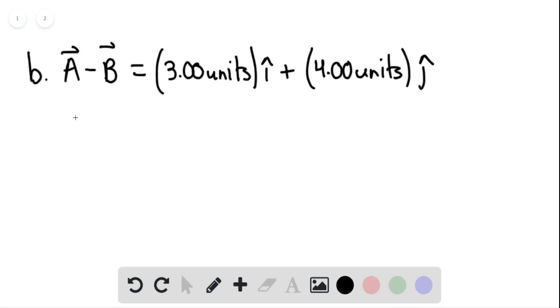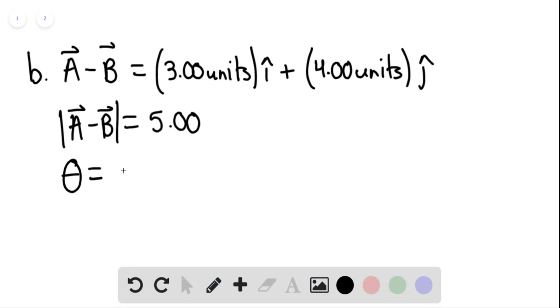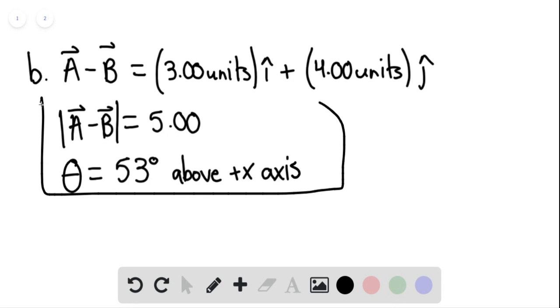And so we can then say the magnitude would be the exact same, again, 5.00. And the theta, the angle, would be equaling the exact same angle, 53 degrees, but now we're in the positive x, positive y, which means that we are in the first quadrant. So this would be 53 degrees above the positive x-axis. So these would be our two answers for part B.